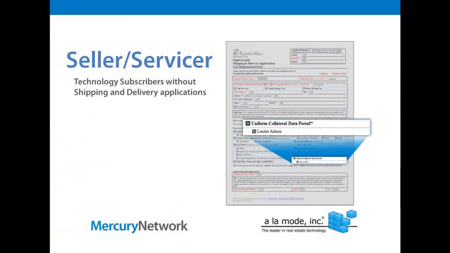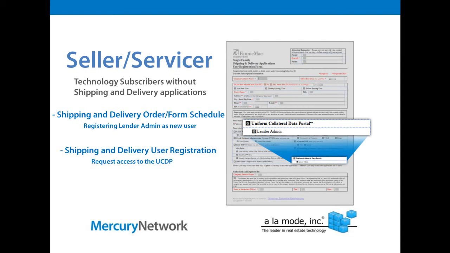If your organization does subscribe to a technology application from Fannie Mae, but does not subscribe to any of their shipping and delivery technology applications, you'll need to download and complete the following forms in order to be set up as a shipping and delivery technology application user. The first one is going to be the shipping and delivery order form schedule. This will register your lender admin to the GSEs as a new user. The second one will be your shipping and delivery user registration. This is where you'll request access to the UCDP once you've established who your lender admin is going to be. You'll mail both of these forms back to technology_registration@fanniemae.com.